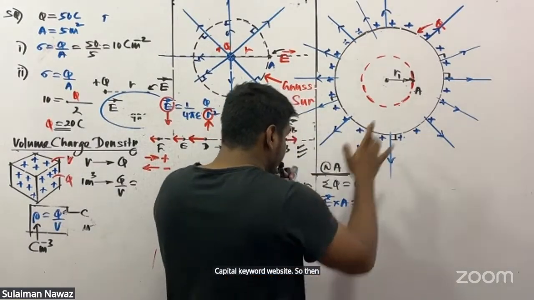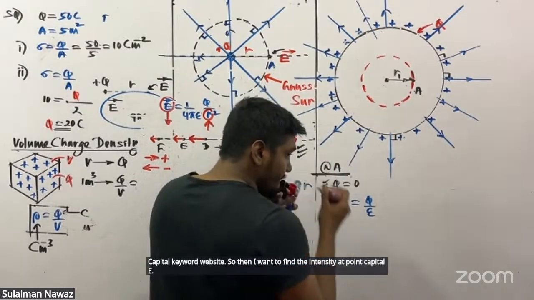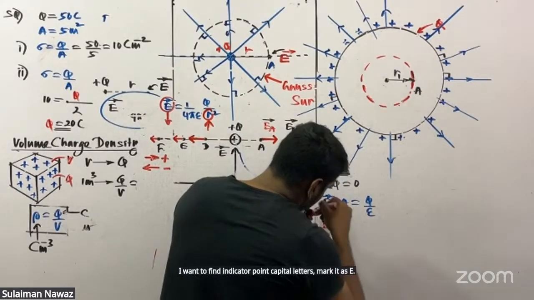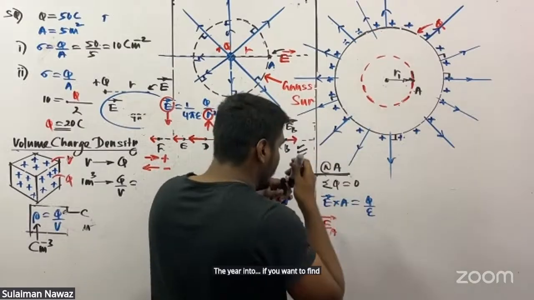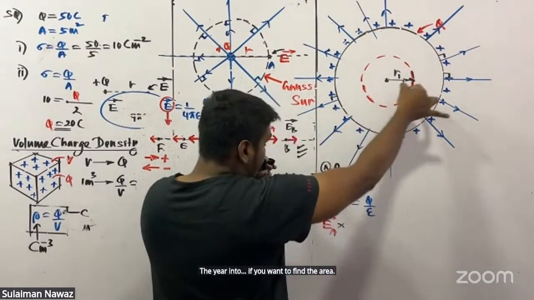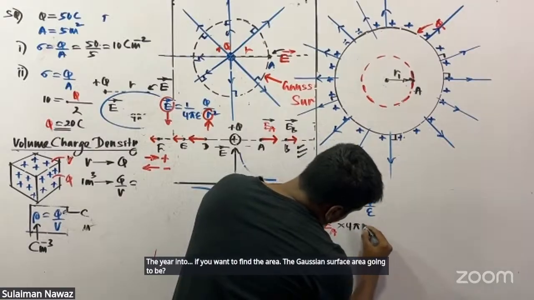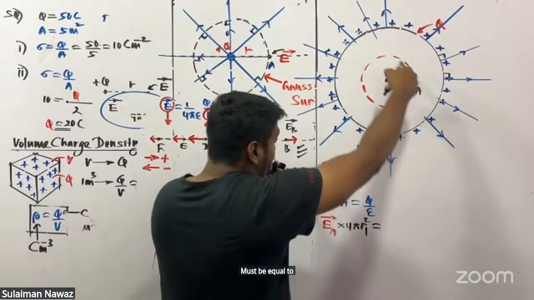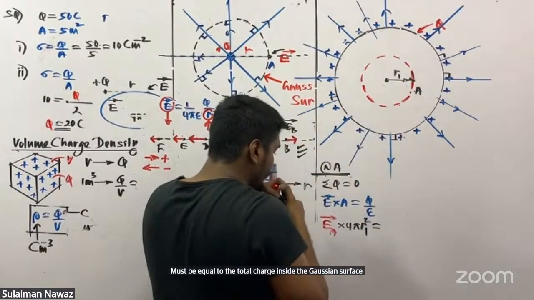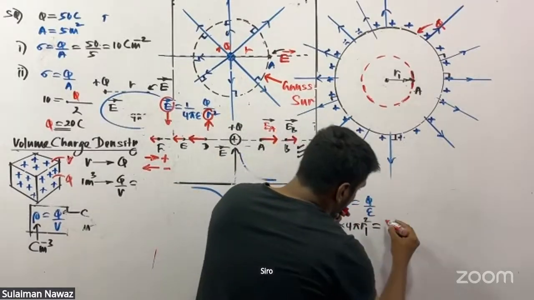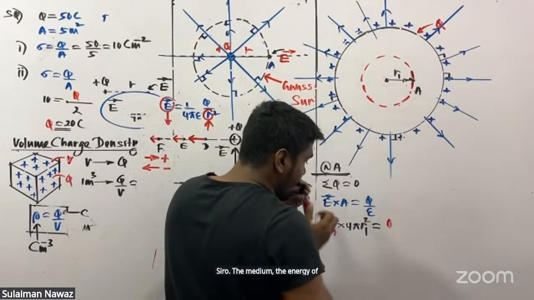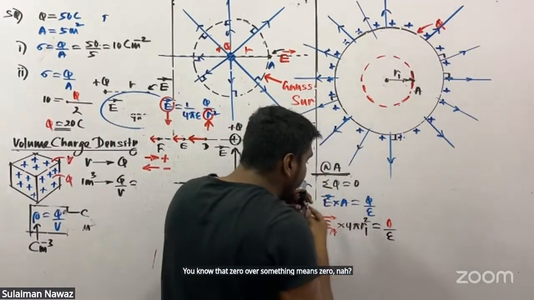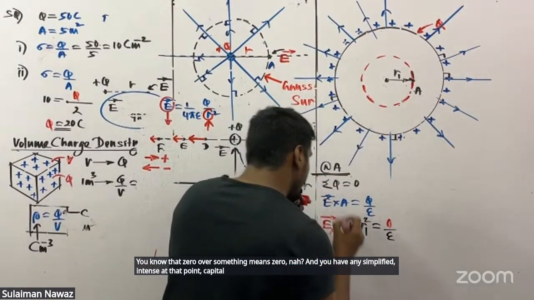I want to find the intensity at point capital A, let's mark it as EA. Then EA times the Gaussian surface area, which is 4 pi R1 squared, must be equal to the total charge inside the Gaussian surface, which is 0, over epsilon, the permeability of the medium. You know that 0 over something means 0. Anyhow, when you simplify, the intensity at point capital A is going to be 0.